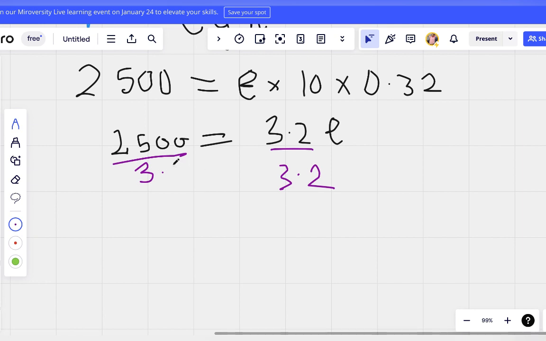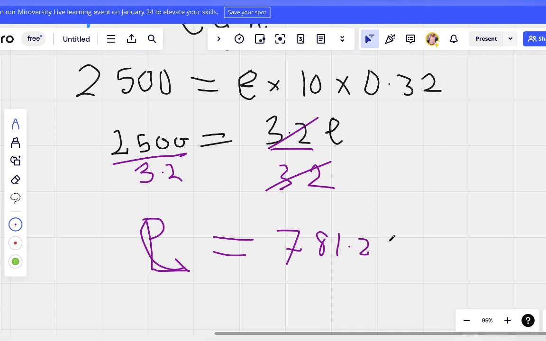2,500 divided by 3.2, what do we get? Here we divide, this one cancels this one, so we say density, which is rho, like an elongated E, is equal to 781.25.